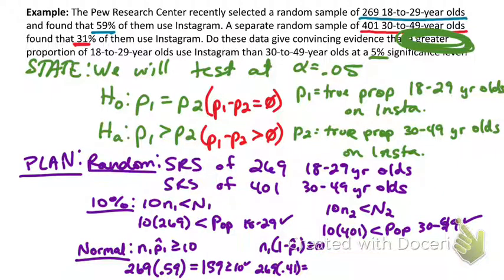269 times the complement here. And what do we get? 110. That one's bigger than 10. Okay, cool. We're rocking and rolling.